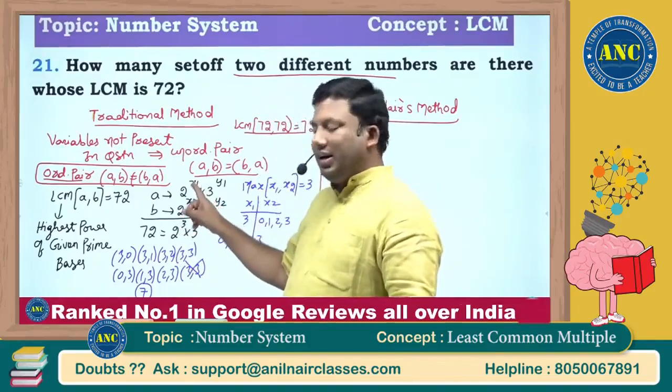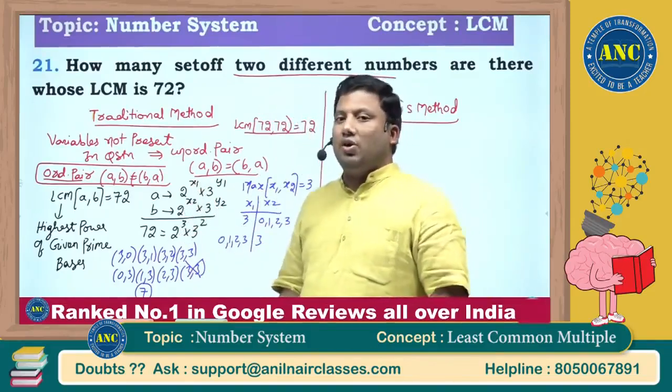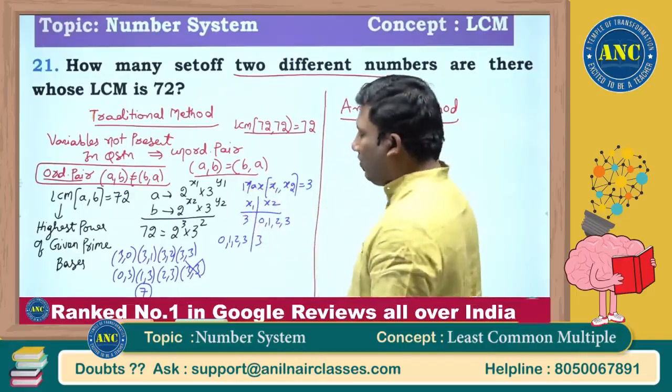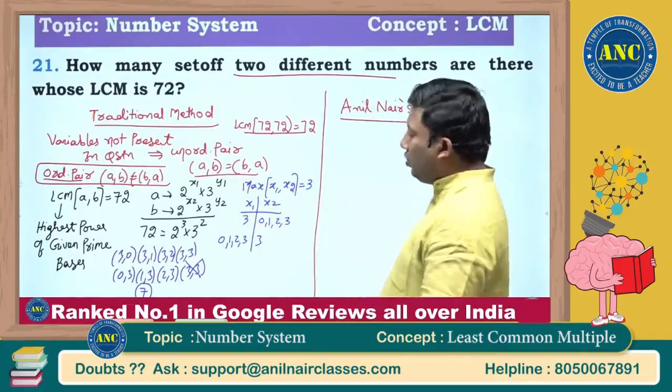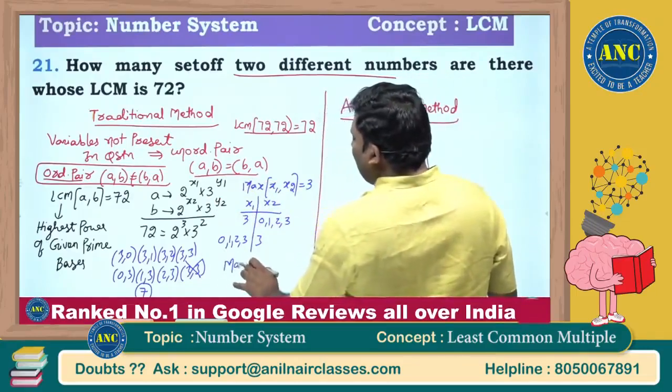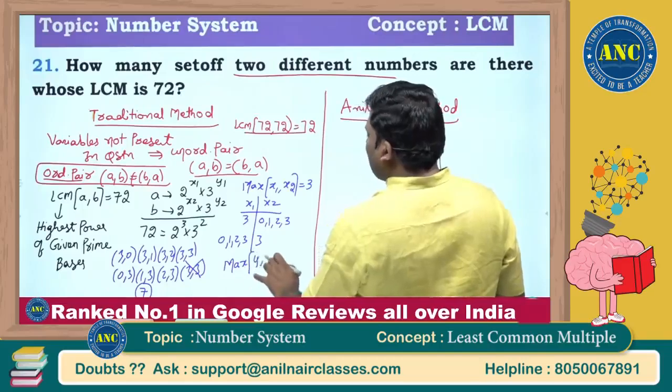Either x1 can take 3 and x2 can take 0, 1, 2, 3, or x2 can take 3 and x1 can take 0, 1, 2. The case 3, 3 is duplicated. Similarly, LCM always takes the highest power of the given prime bases.